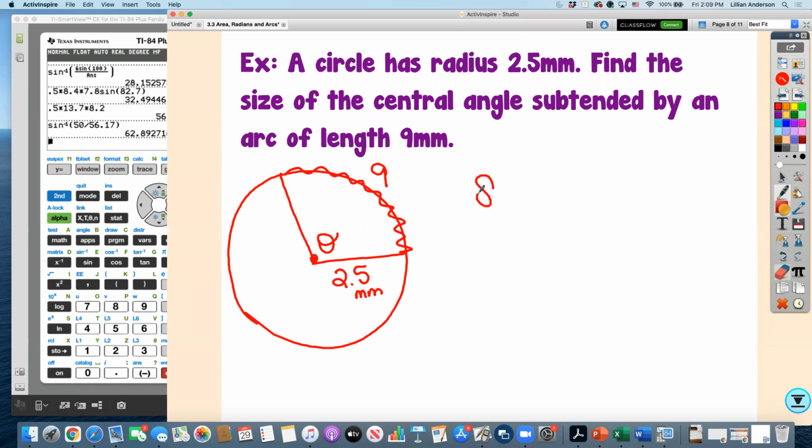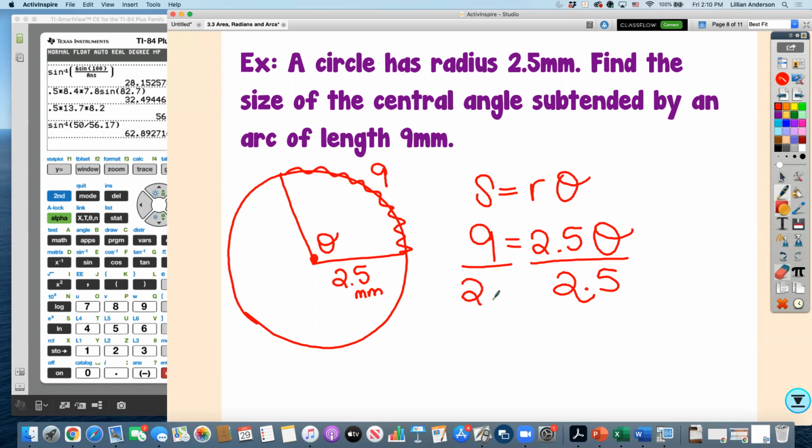So I'm still going to use S equals R theta. I'm just going to plug in my pieces a little differently. I know my arc length is 9. That's what S represents. I know my radius is 2.5. And so then I'm just looking for theta. Simply, how do I find theta? I divide both sides by 2.5. So theta is going to equal 3.6. And that is a radian.